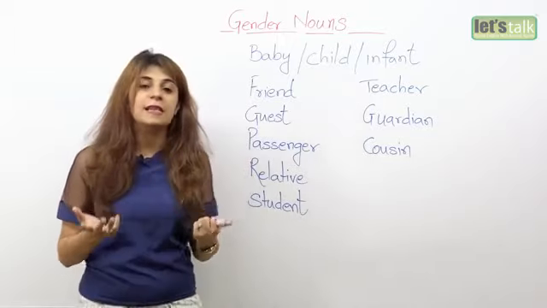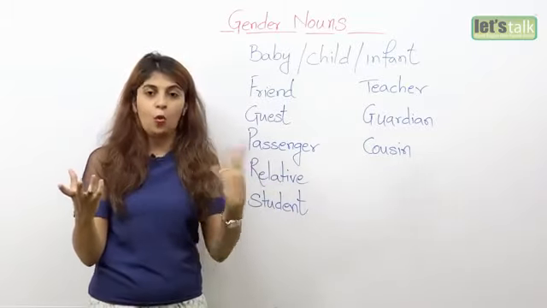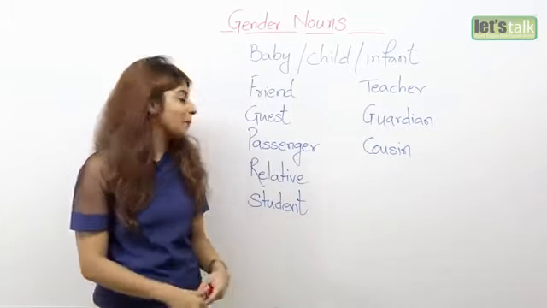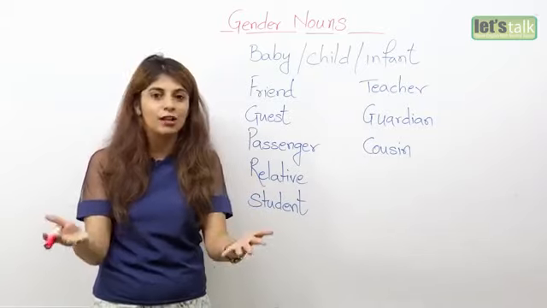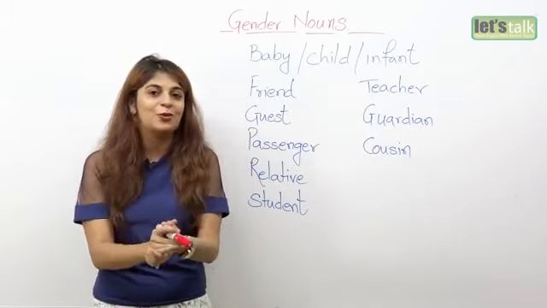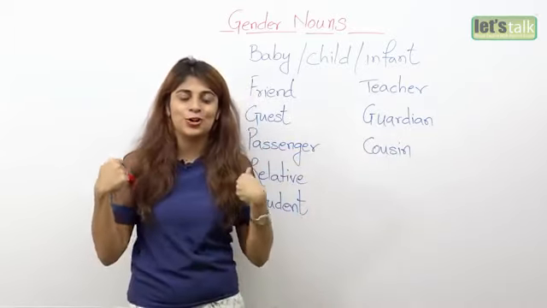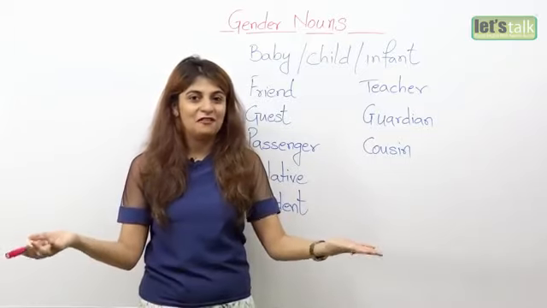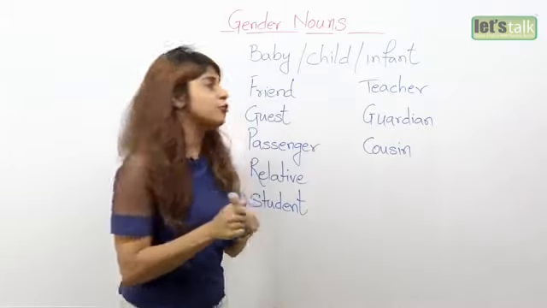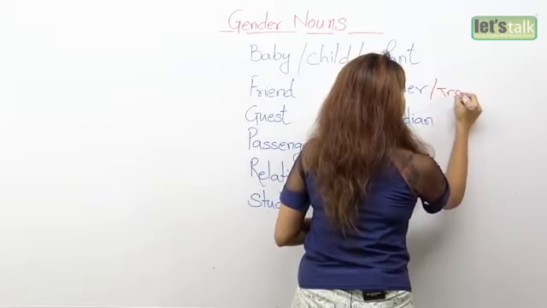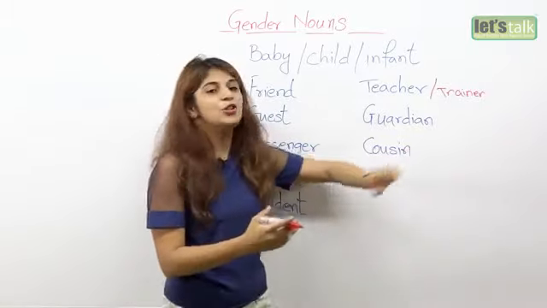Relative. A relative is someone whom you are related to, right? Be it a female or a male, they're your relatives. Next one, student. Yes, you are my student. Doesn't matter if you're a boy or a girl. It's the same term that I will use for you, that you are my student. Next one, teacher. I am your teacher. Yes, I'm a girl. But even if there was a boy trainer here, he would also be called a teacher or a trainer. So be it a girl or a boy, the term that we use is trainer.